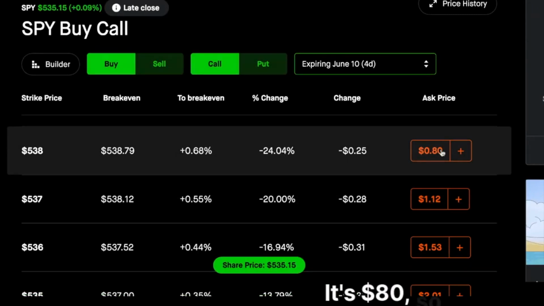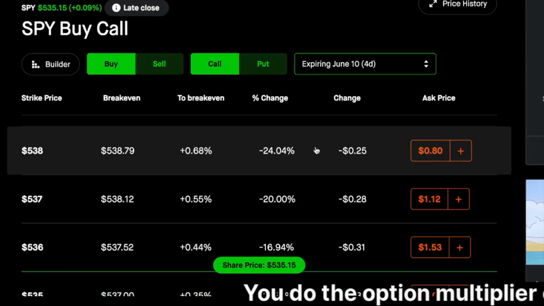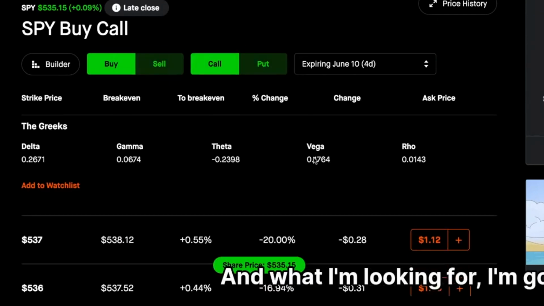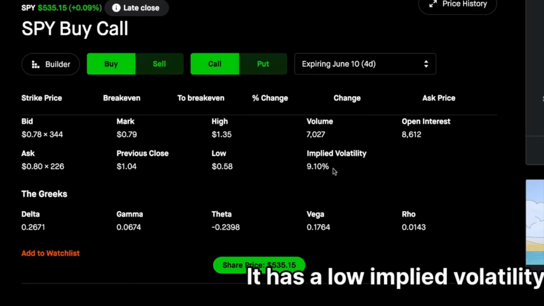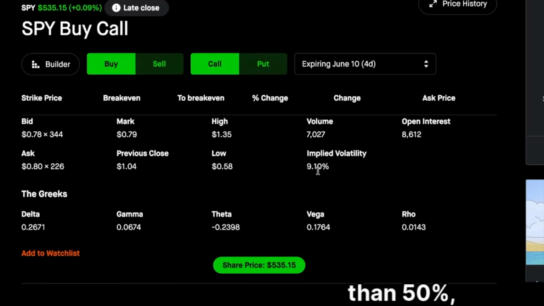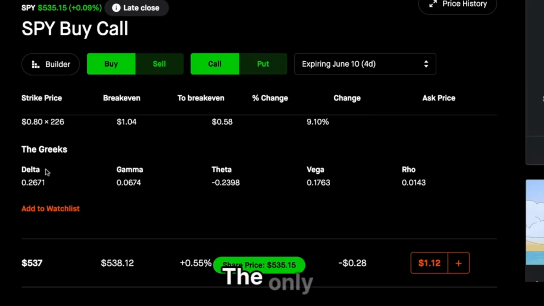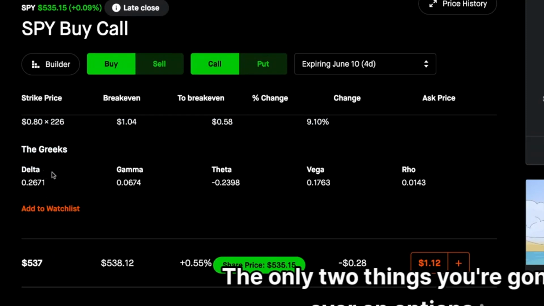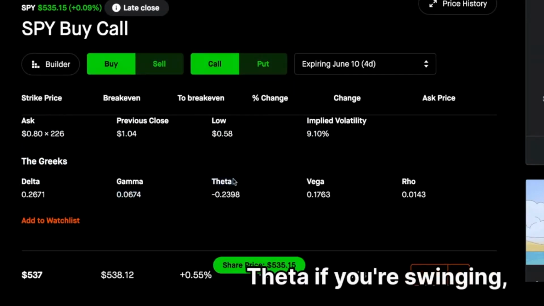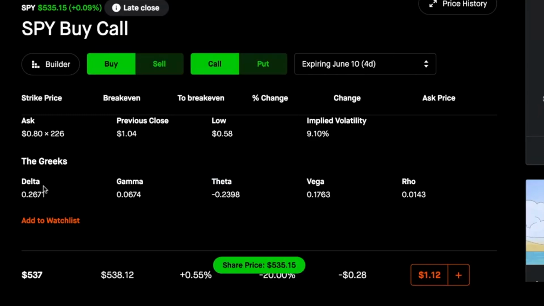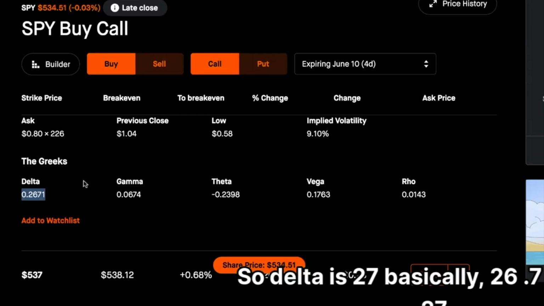It's 80 cents, and with the option multiplier of 100, that's $80. What I'm looking for: this contract is $80 and has a low implied volatility. You want the implied volatility to be less than 50%. The next thing to look at is delta. The only two things you're going to look at on options are delta and IV, or theta if you're swinging, but on day trades it doesn't matter. Delta is 26.7, which is basically 27.